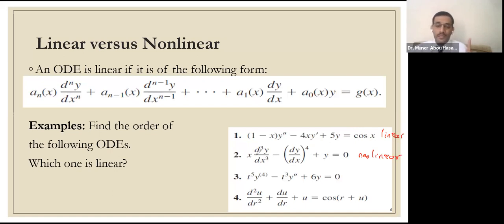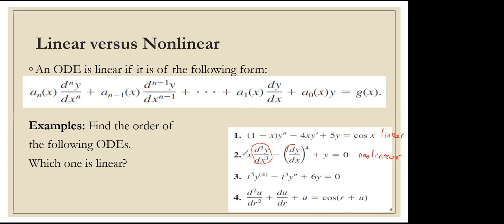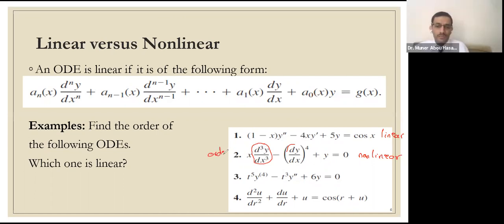Arwa, only one last question. The order of equation number 3 is what? Is it 3 or 4? Yes, it is 3. The order is the highest derivative. Here you have the first derivative, but here you have the third derivative, and the order is the highest derivative. So the order of this equation is 3. Thank you, Arwa.